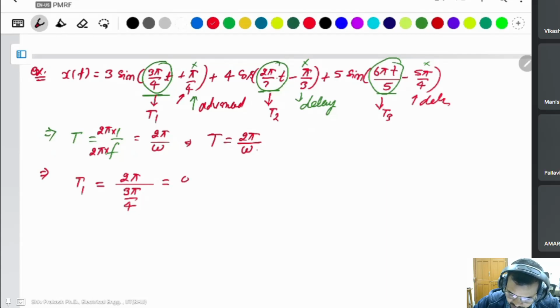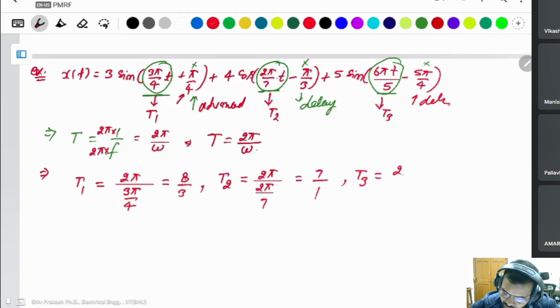Pi cancels out, 8 by 3 is T1. Same thing, you can calculate T2 from here. T2 is 2 pi by omega, because you know it is sin omega t plus something, sin or cos omega t, that's why this is the omega. 2 pi by 7, you can retain this as 7 by 1 in a rational form.